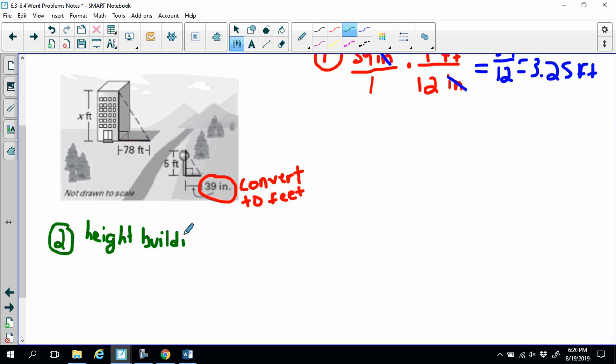So since we have the height of the building, we need to figure out what is the corresponding side, because these do create triangles. So what would be the corresponding side is another height. In this case, it'll be our height of the post. They both go up and down.